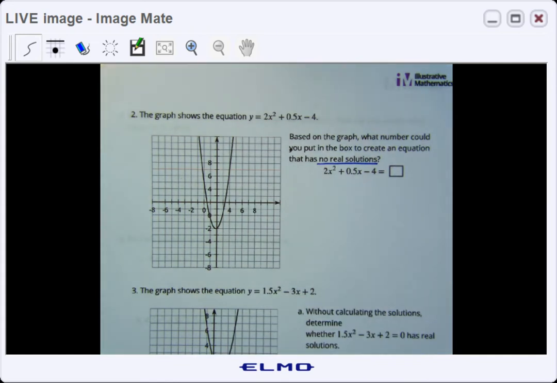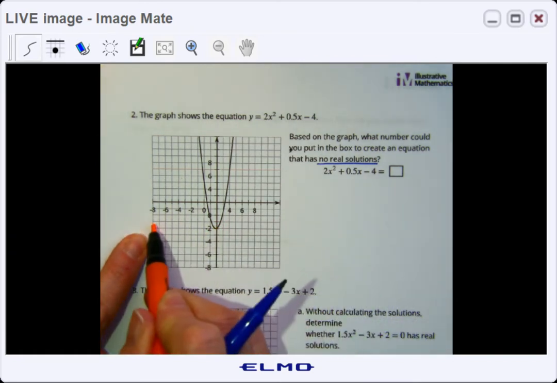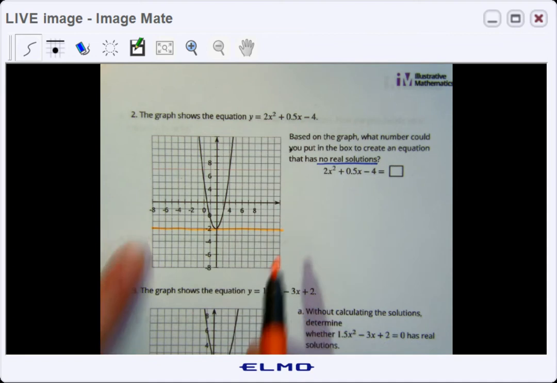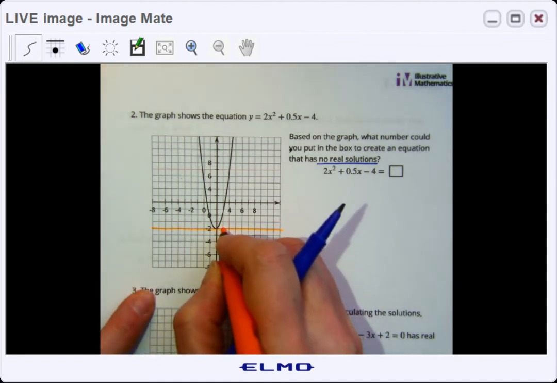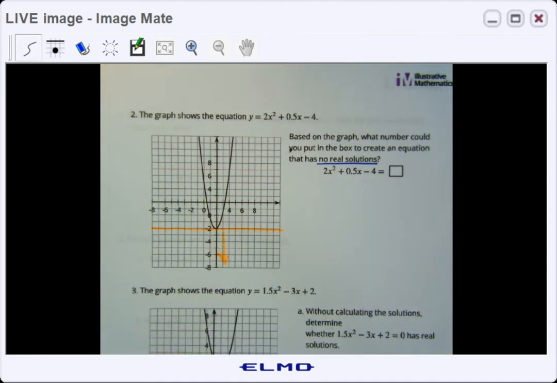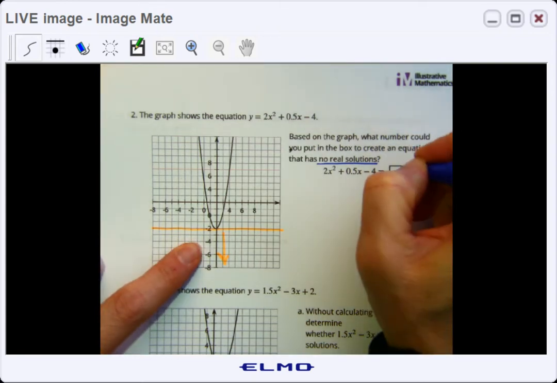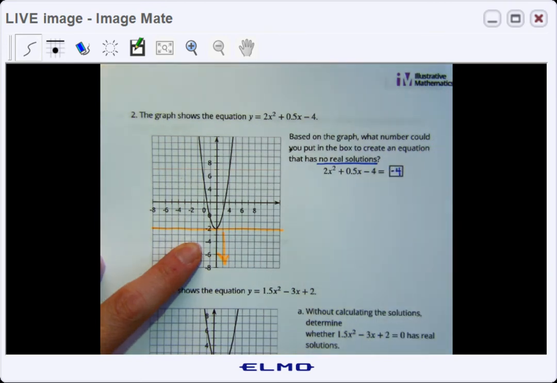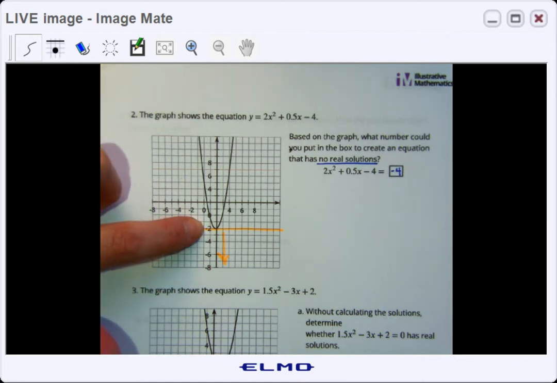Based on the graph, what number could you put in the box to create an equation that has no real solutions? So if it's going to have no real solutions, and I can see here that the bottom of the graph is here at negative 2, then any number below negative 2 is a number I could put into the box so that the equation has no real solution. So I'm going to say negative 4. But you could have said negative 3 or negative 5 or negative 8, anything that's less than negative 2.